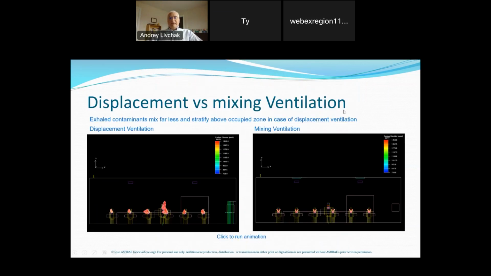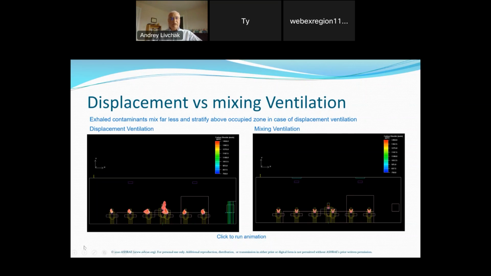Here you can see a side-by-side comparison. Again, CFD simulation. On the left side, you can see how the plume of exhaled air spreads in a displacement ventilation environment, and on the right side, how it spreads with mixing ventilation. In both systems, supply airflow is the same, but the only difference is that with displacement ventilation, we can supply air at a high temperature compared to a mixing system.